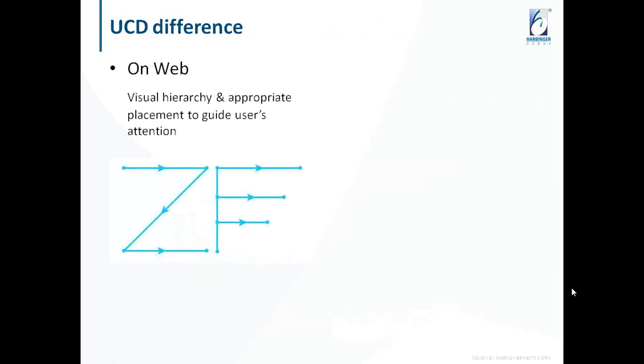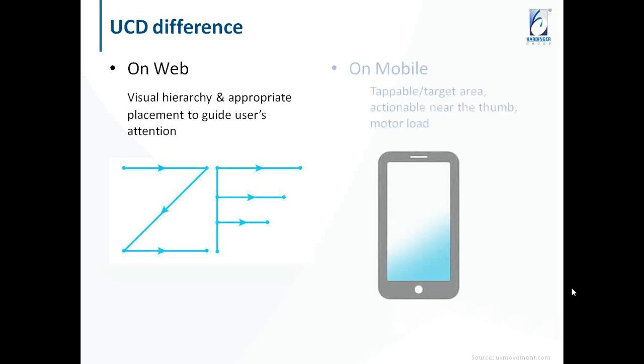The next factor that affects the UCD strategy is the design principles. For web, we use different principles such as the Z design principle and the F design principle, and for that we design according to the visual hierarchy and appropriate placement of certain elements and widgets. Whereas for mobile, we need to keep the quick functions and the prioritized tasks near the tappable area or target area, shown in the image in blue color, which lessens the motor load on the user.